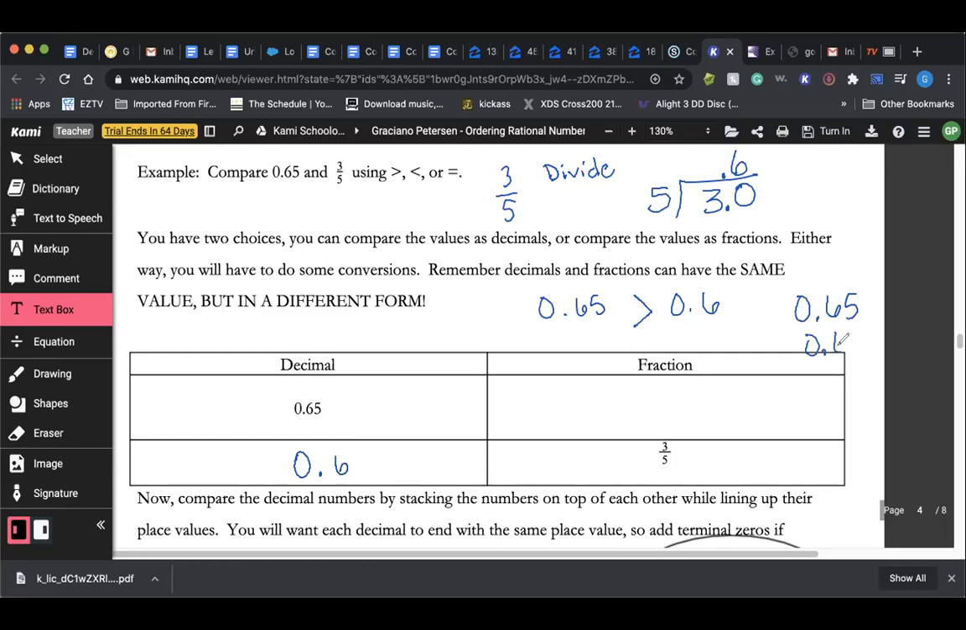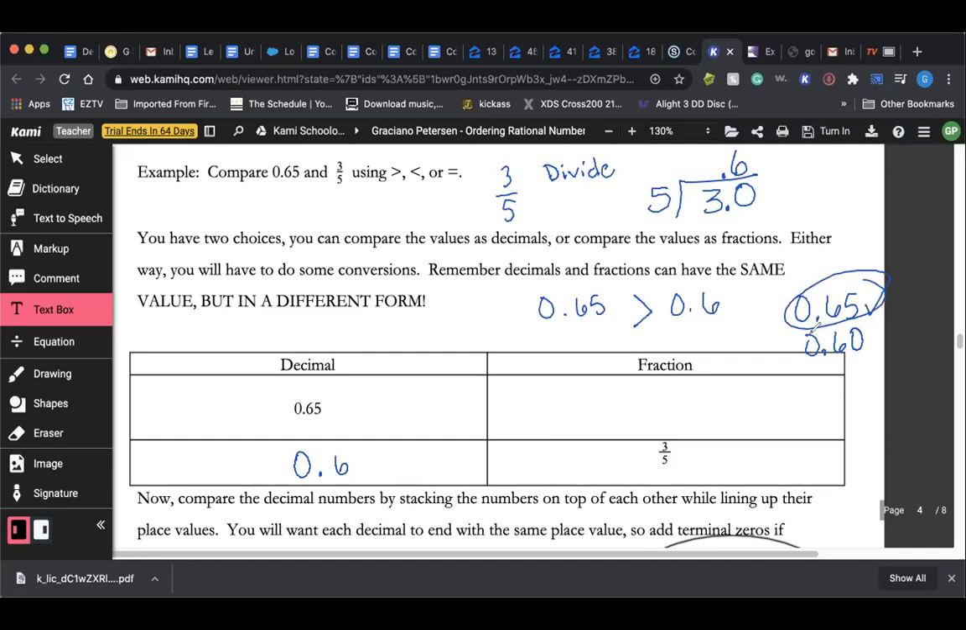We compare place value to place value, right? So let's start with just the zeros. The zeros have the same value, so we don't know which one is bigger. Then we go to the 6s. They have the same value. We don't know which one is bigger, but then we get here. We have 5 or 0. Which number is bigger? This number is bigger.